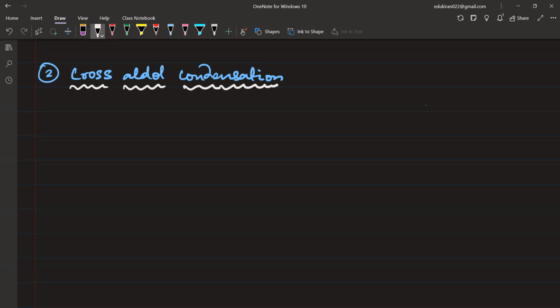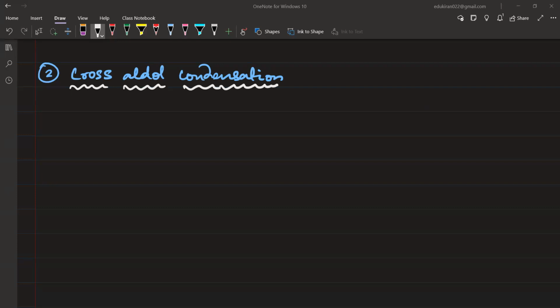What will happen? Please see, we will be taking 2 different molecules. Previously we were having self aldol condensation, right? So we took one molecule and it was condensing, that means attaching with another molecule of the same type. But in this cross aldol condensation, what is going to happen? We are going to take 2 different molecules.